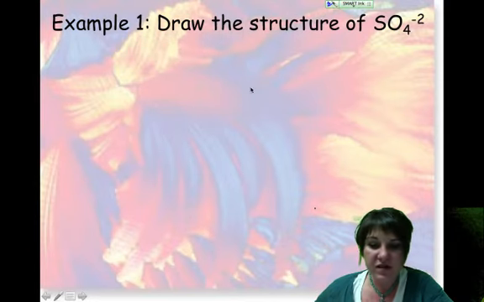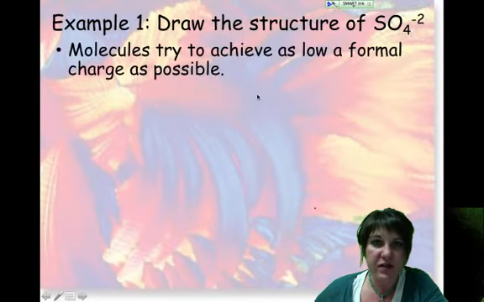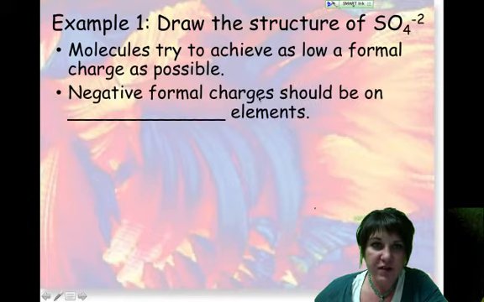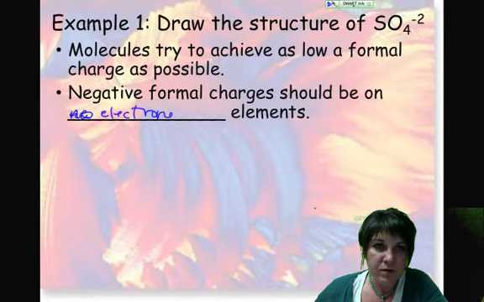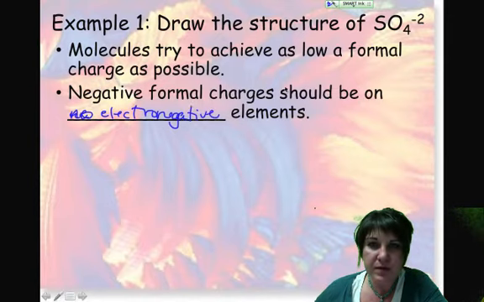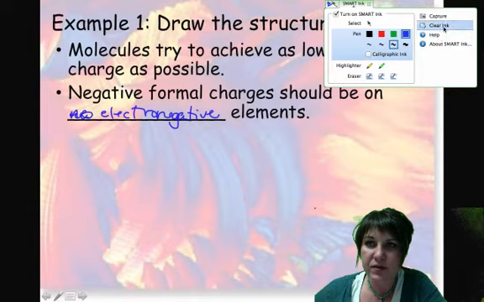So let's use this example in drawing the structure of the sulfate ion. First we'll draw the molecule so that we can get as low a formal charge as possible, and any negative formal charges should be on the most electronegative elements. So that's our goal. Now let's start drawing some structures.